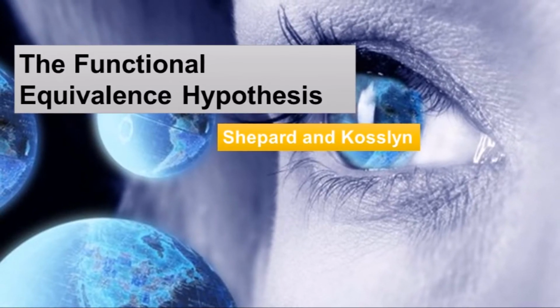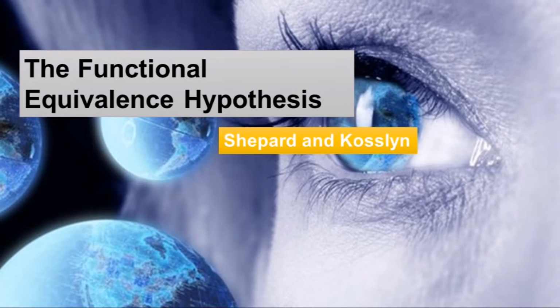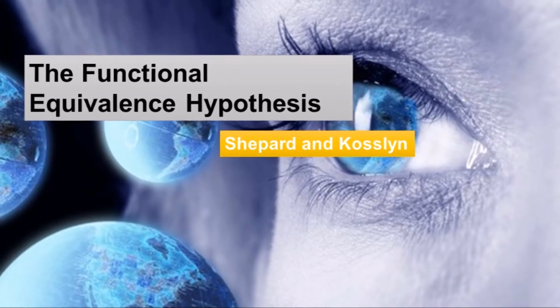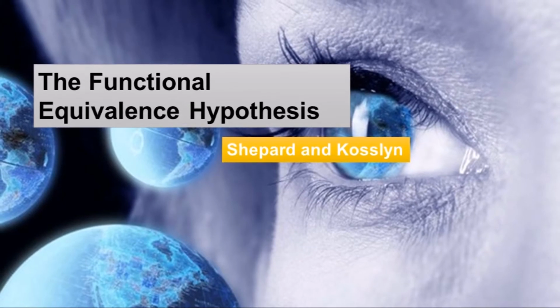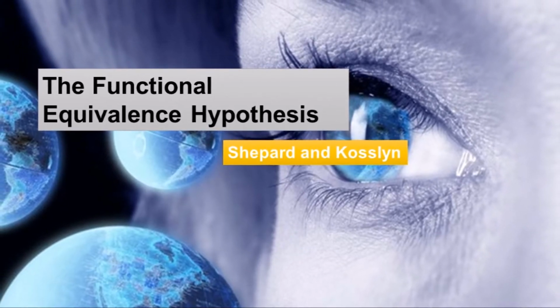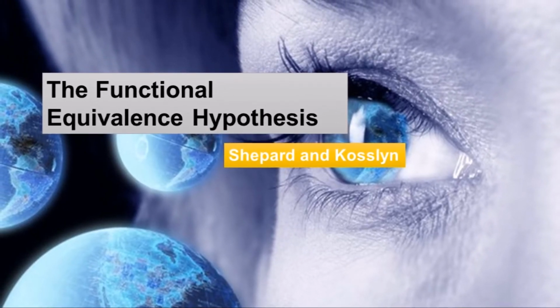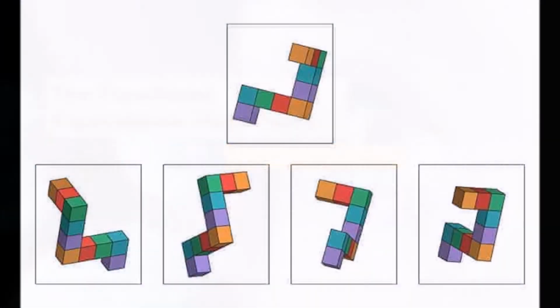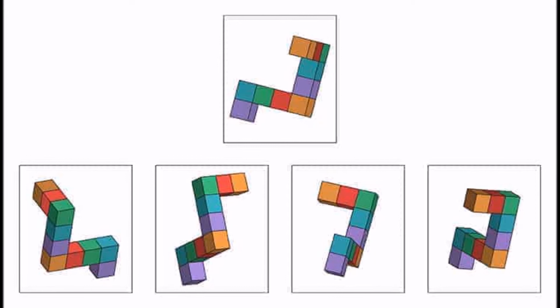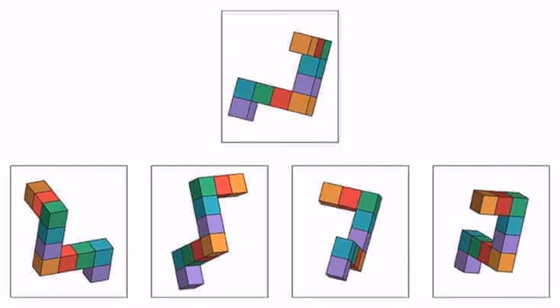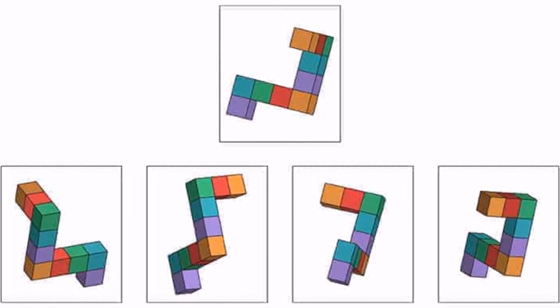The functional equivalence hypothesis of imagery assumes that visual imagery, while not identical to perception, is mentally represented and functions the same as perception. This hypothesis was first suggested by Shepard and Koslin. According to this, an image is isomorphic to the referent object, second order, meaning spatial relations are analogous, and an image is an analog representation of the object, as shown by mental rotation and image scanning.